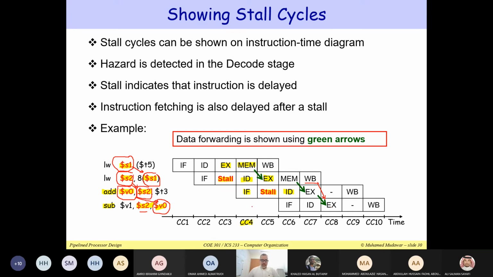So we have wasted 1 stall cycle, we have wasted 2 stall cycles, and of course this is going to impact the performance of the pipeline. Now let me show you how we can implement all of this.